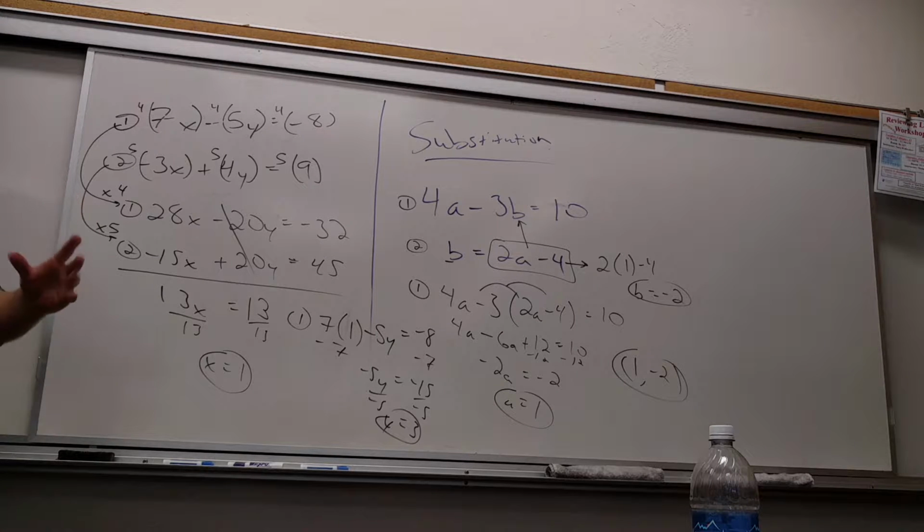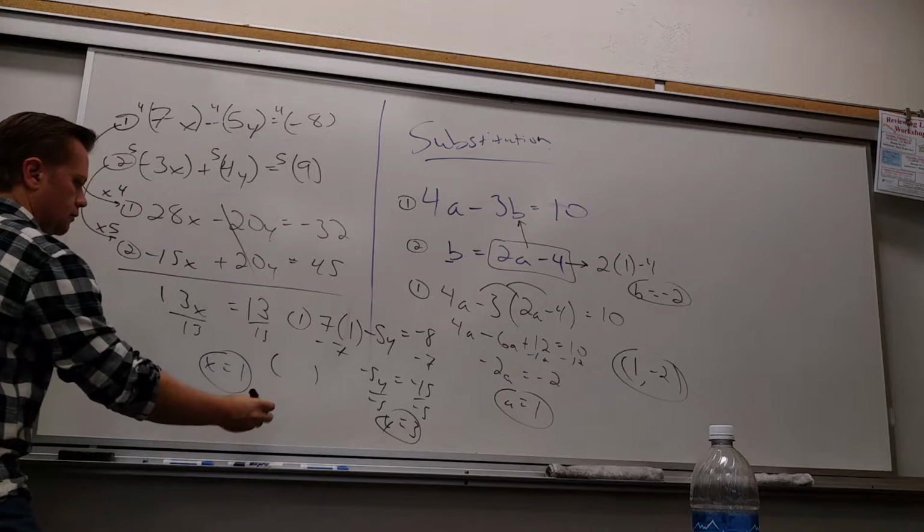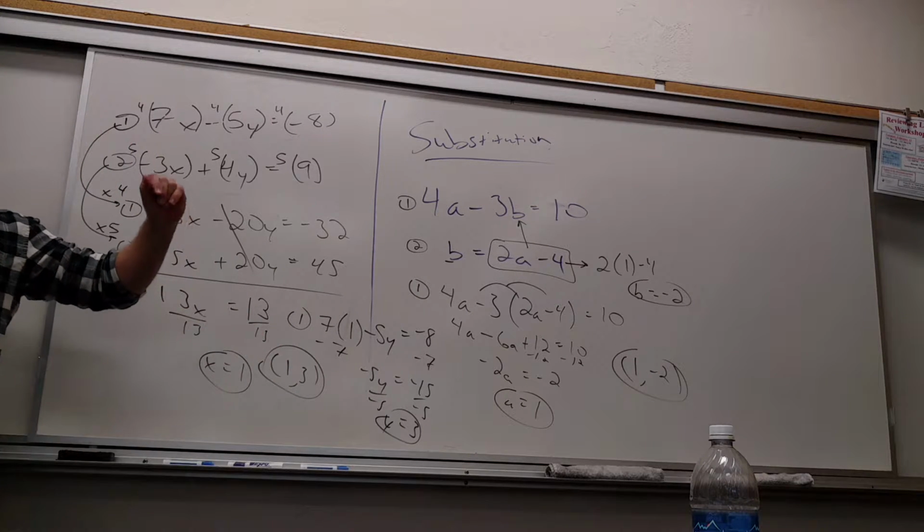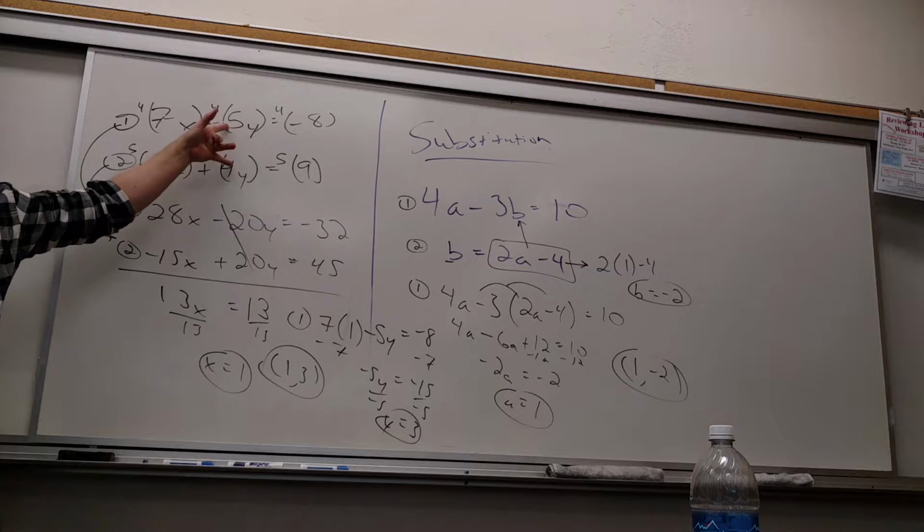So you can stop there, that's fine, or you can write it as (1, 3). That's the point where what would happen? The intercept. These two lines, if you graph them, will meet there.